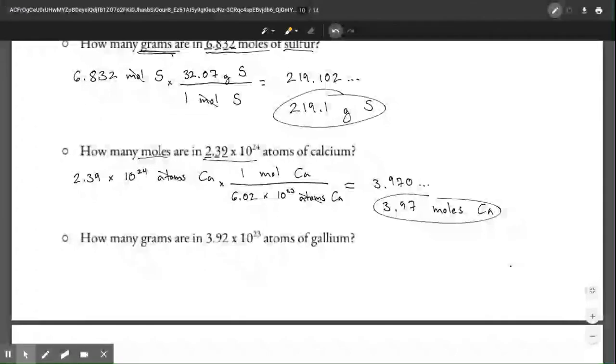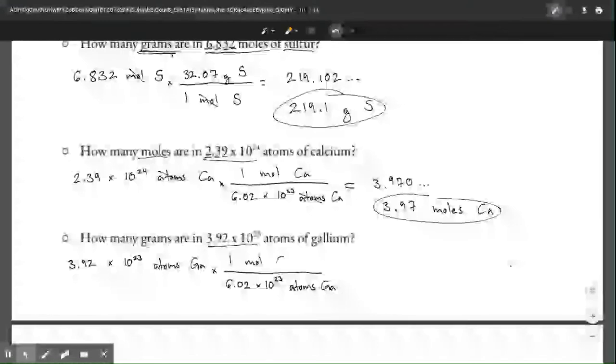So our final example, how many grams are in 3.92 times 10 to the 23rd atoms of gallium? So we're starting with atoms, so let's write that down. 3.92 times 10 to the 23rd atoms of gallium. And so then, in order to get to grams, we first have to go through moles. So we're going to have to match atom to atom again. 6.02 times 10 to the 23rd atoms of gallium for every 1 mole of gallium.